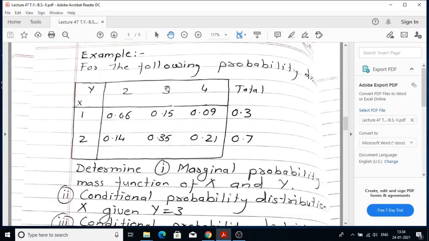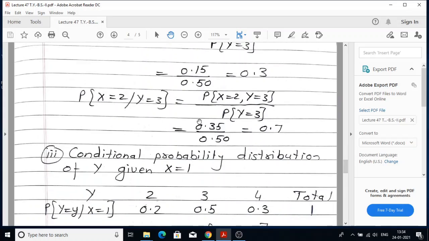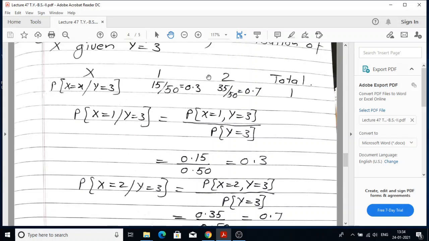X is equal to 2, y is equal to 3. The value is 0.35. So 0.35 divided by 0.5. So the answer is 0.7. So x is equal to 2 and given y is equal to 3, the probability is 35 upon 50, which is nothing but 0.7. So 0.3 plus 0.7, total is 1.